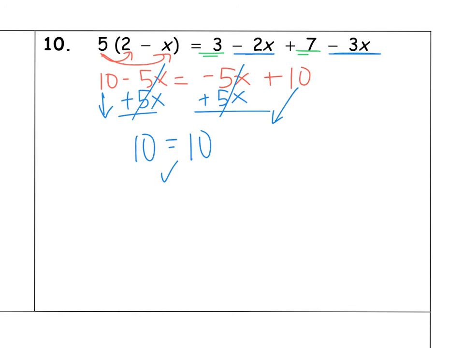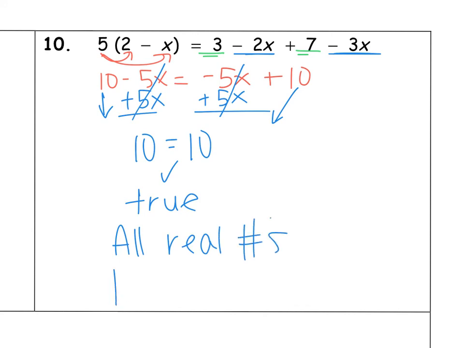So 10 equals 10 is actually a true statement, right? Because 10 is equal to itself. So that's a true statement, which means all real numbers, or you could say infinitely many solutions. Some people say IMS for infinitely many solutions, although write infinite or infinity. So you have an infinite number of solutions here, or all real numbers.